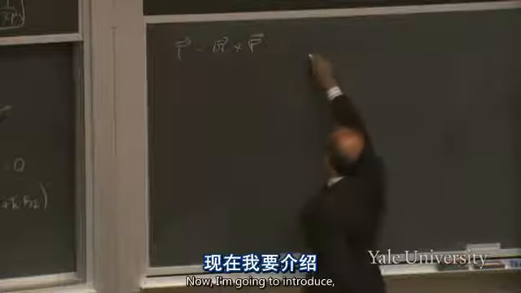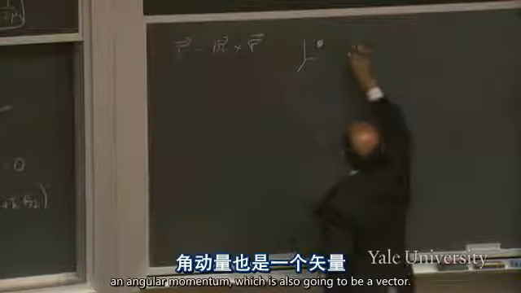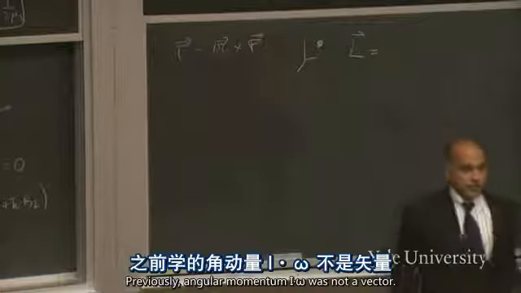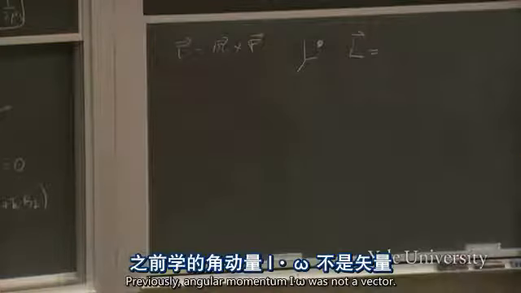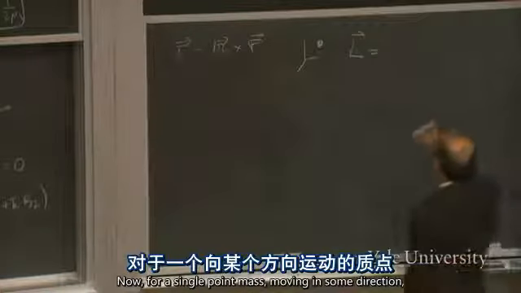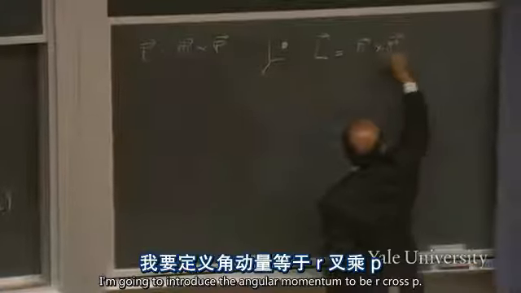Now I'm going to introduce, for a single point mass, somewhere here, an angular momentum, which is also going to be a vector. Previously, angular momentum, I omega, is not a vector. You just say it's spinning clockwise or counterclockwise. Now for a single point mass moving in some direction, I'm going to introduce the angular momentum to be r cross p.